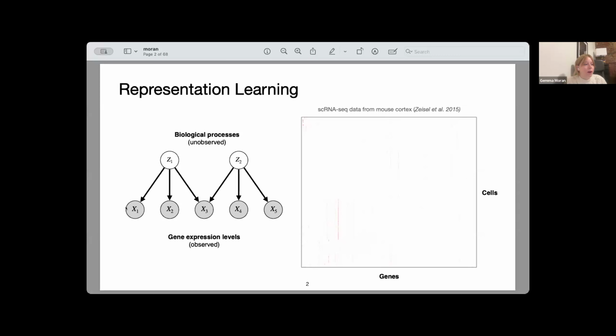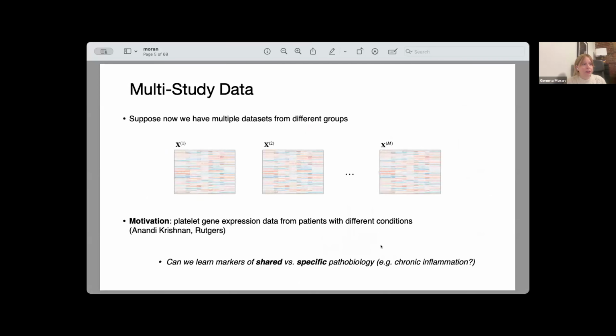So we're in the setting of unsupervised representation learning. We have some high-dimensional data. For example, we might have a matrix of cells versus genes, and we want to understand some latent structure in this high-dimensional data. So our observed data could be gene expression levels, and we want to learn some latent factors that drive variation in this high-dimensional data, which may be associated with some kinds of underlying biological processes. So this is for the single study setting where perhaps we just have one matrix here.